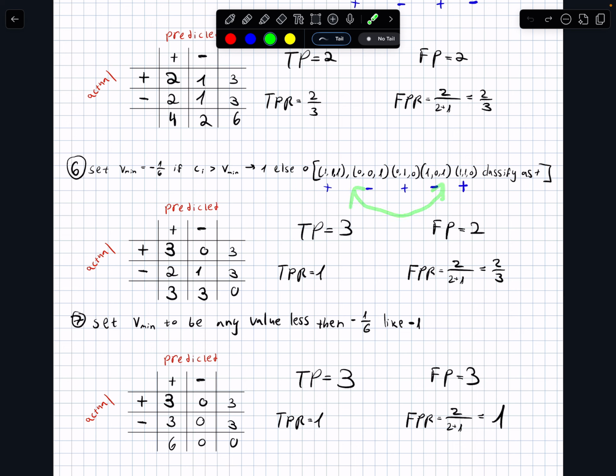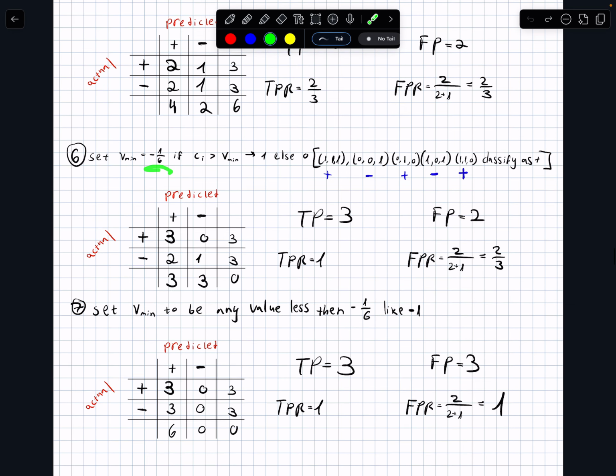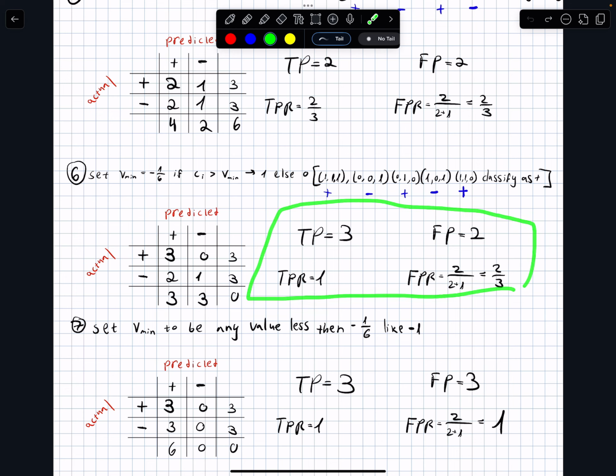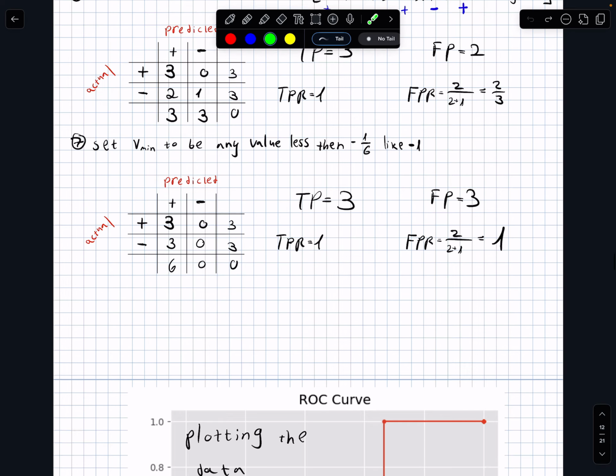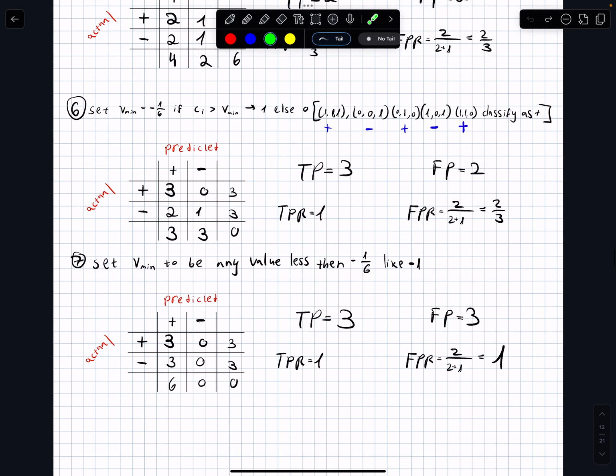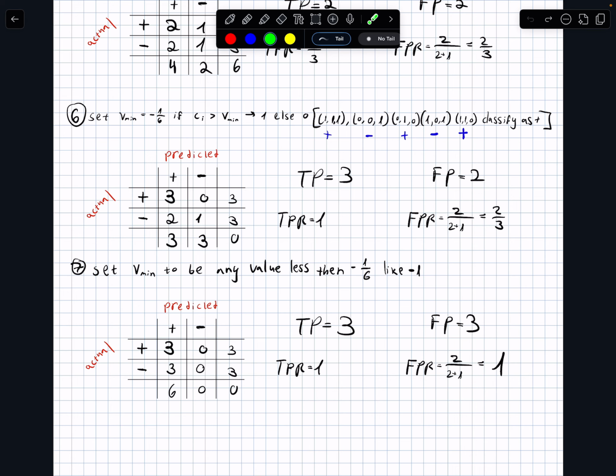But we were right about 1, 2, and 3. So 3 here, 2 here, and 1 here, which is true negative, for the cutoff minus 1 divided by 6. So we calculate the true positive rate and the false positive rate. Now we set the cutoff to be a little bit less than minus 1 divided by 6, because we want to see what happens when we say for everyone that you are just sick, or plus. So we have 3 here, 3 here, and 0 here, and 0 here. That means for everyone we predicted plus, or sick, and for 3 we were wrong and 3 were right. So the true positive rate is 1, and the false positive rate is also 1.